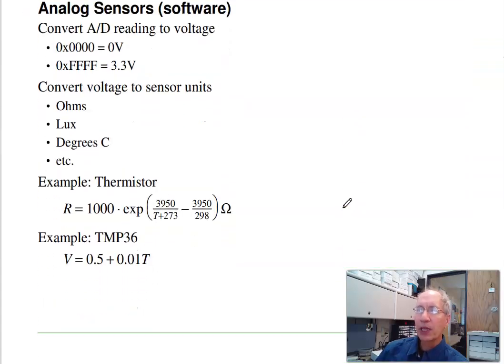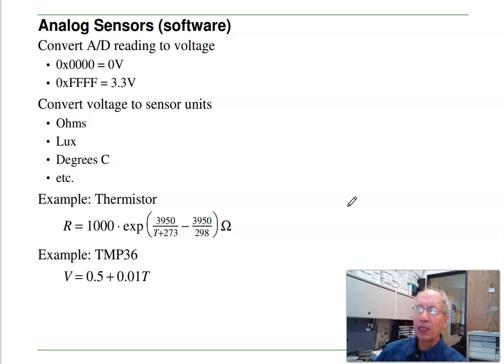In terms of calibration, that's taking the analog reading and converting it to something meaningful, like temperature, ohms, lux, whatever. On the A to D converter, it reads as 0 to FFFF. 0 is 0 volts, FFFF, or 65,535, is 3.3 volts.